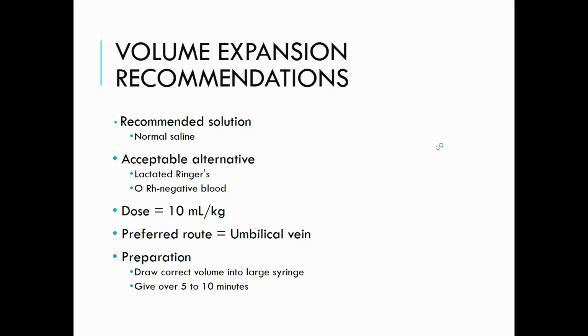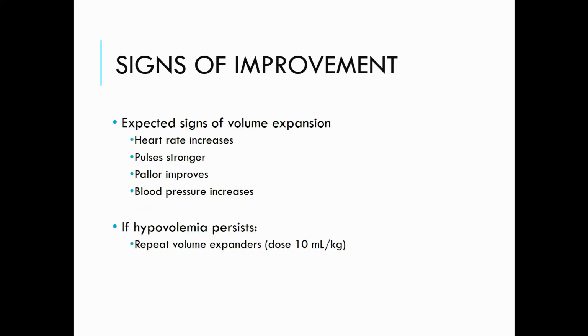The preferred route is umbilical vein. You want to make sure that you draw up the correct volume and you want to give it a little slow, over 5 to 10 minutes. And that should be enough. And then some signs of improvement that you should notice at this point are improvement in their heart rate, in their pulse, in their color, and also in their blood pressure. If they continue to be hypovolemic, you can give additional boluses as deemed necessary.